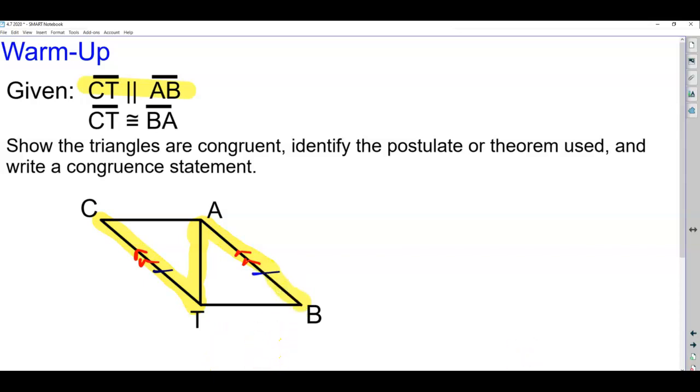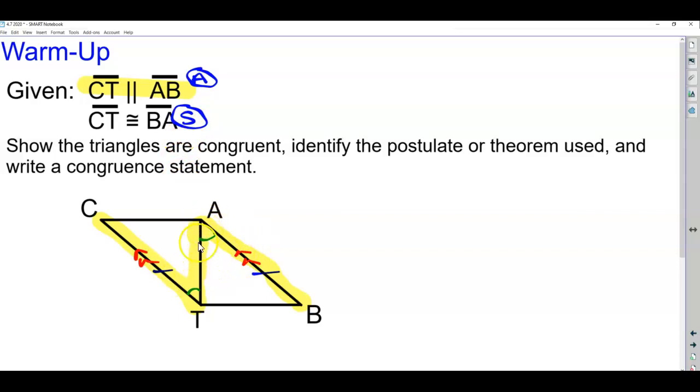So first thing is I have CTA. Notice this makes a Z, and it creates congruent interior angles between the parallel lines and the transversal. So alternate interior angles shows that these two angles are congruent. And then we have a pair of congruent sides already from the given. So I was able to conclude I have a pair of angles from the parallel lines, and then I have a pair of sides congruent. So I already have a side and an angle. And that's it from the given information.